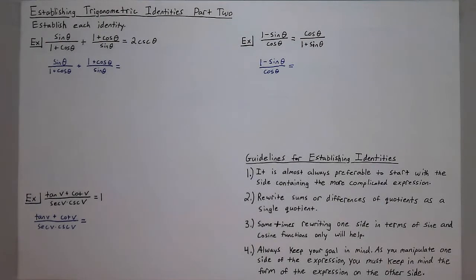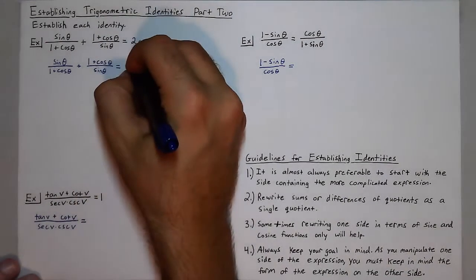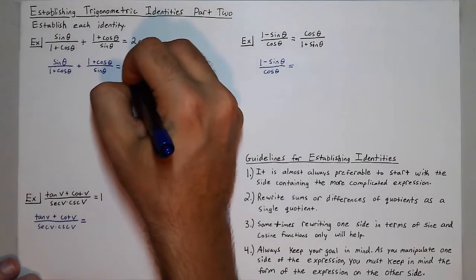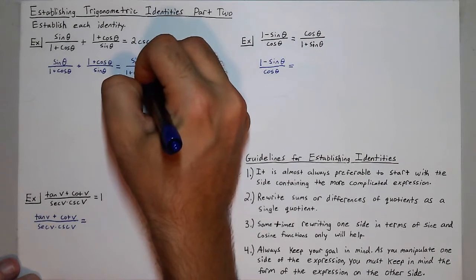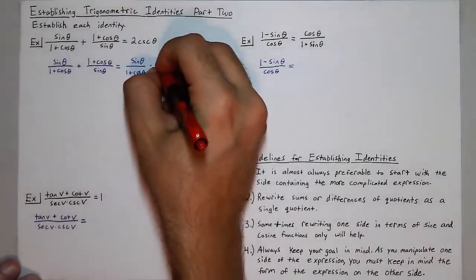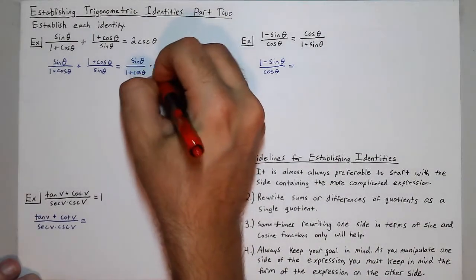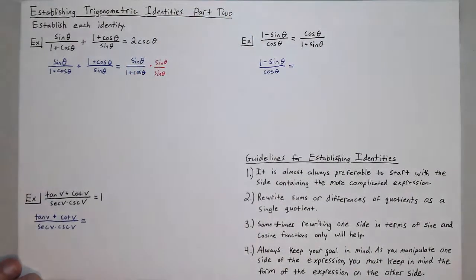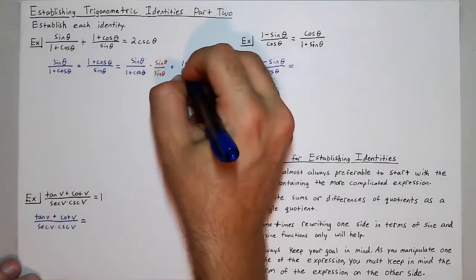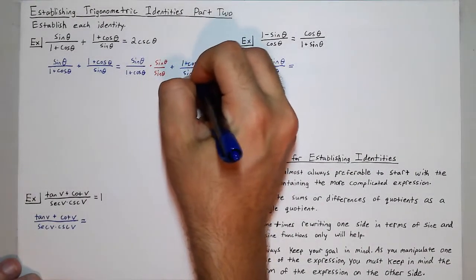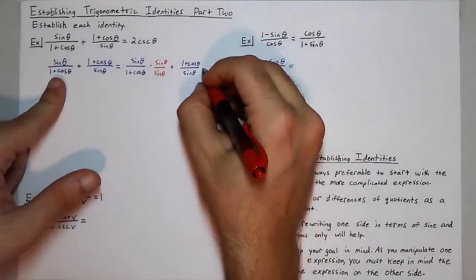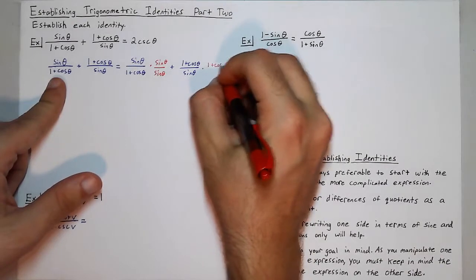So I'm going to take sine of theta over 1 plus cosine of theta, and I multiply the numerator and the denominator by sine of theta. While I'll take 1 plus cosine theta over sine theta, and I'll multiply its numerator and denominator by the other fraction's denominator, 1 plus cosine of theta.